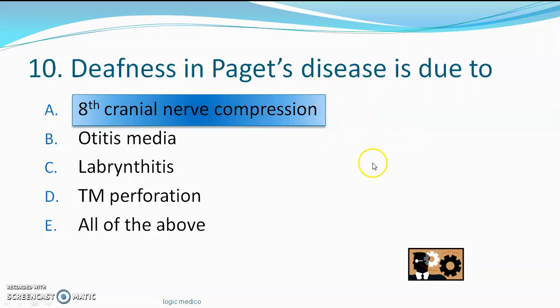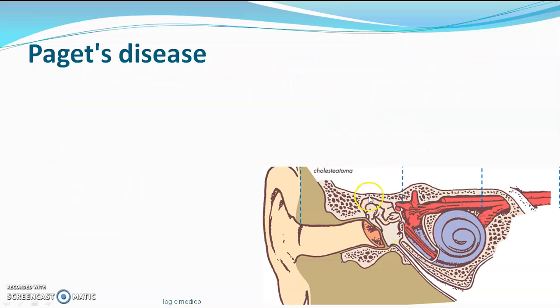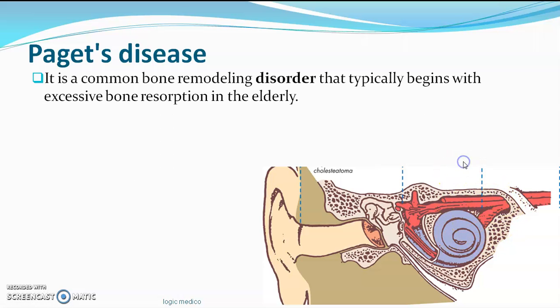First of all, what is this Paget's disease? Actually, it's a disease of the bone. Our organ of hearing and equilibrium is present in the petrous part of the temporal bone. Paget's disease can affect any bone. If it affects this petrous part of the temporal bone, then even our inner ear can get damaged, even our nerve can get damaged, because this bone remodeling disorder will compress this nerve, and thereby the vestibulocochlear nerve will get damaged.